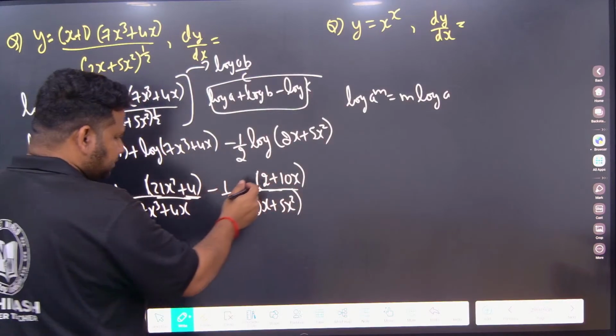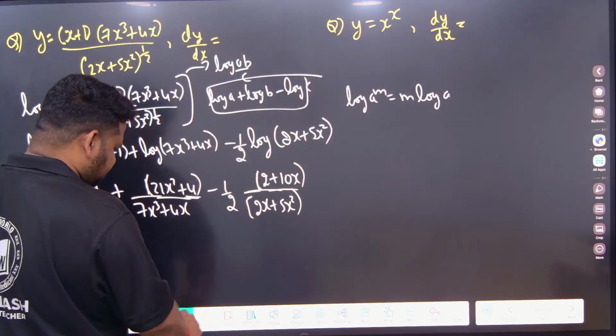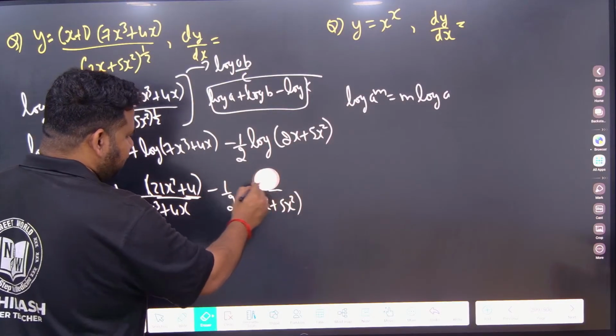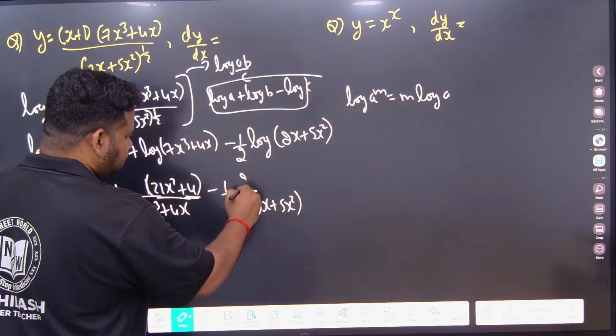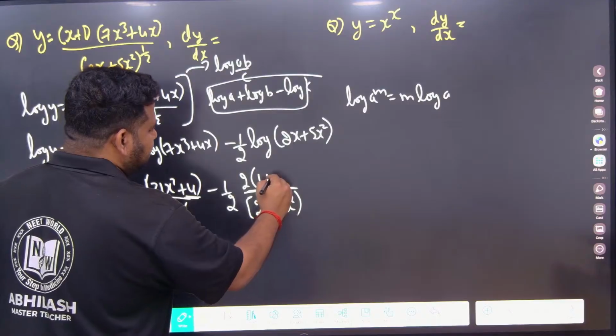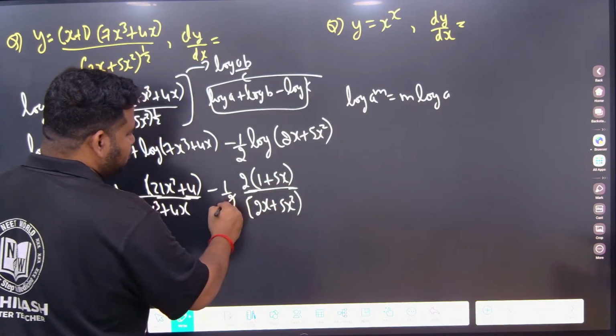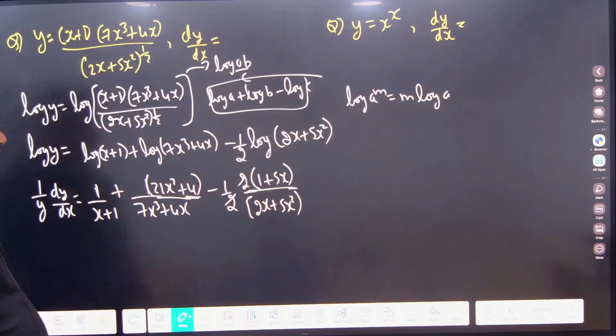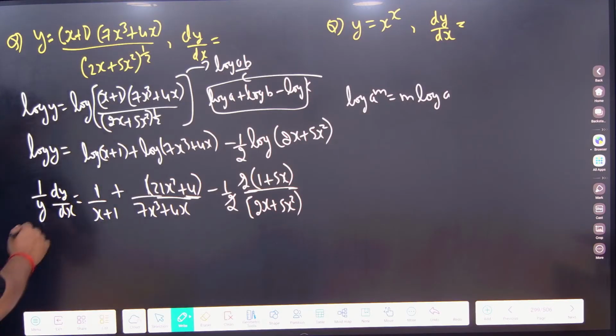Okay, what I can do here, I can take 2 common. If I take 2 common I will have 2 into 1 plus 10x, and 10x will become 5x. The 2 I can cancel, okay, this is what I will have. I will send this y to the RHS.